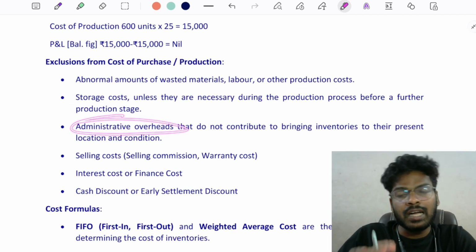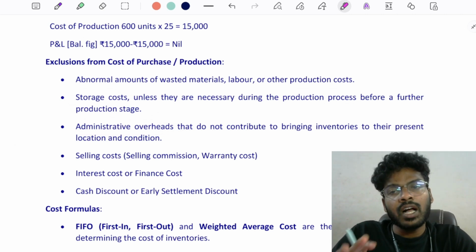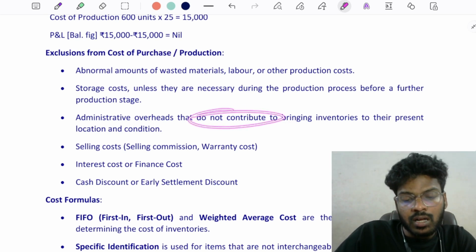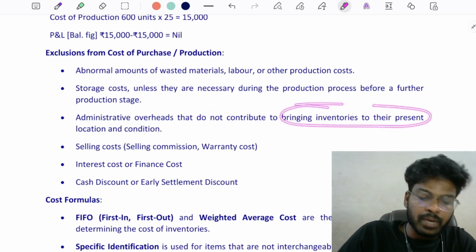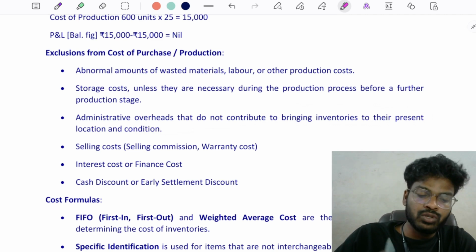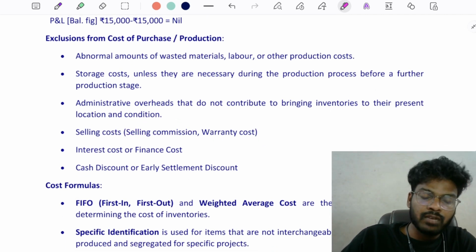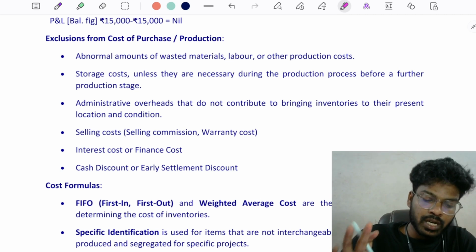Administrative overhead, administration costs are not included in cost of inventory. If they do not contribute to bringing the inventory to their present location and condition, they should not be included. Selling cost, that is selling commission and warranty cost, should not be included in the cost of production and cost of purchase.